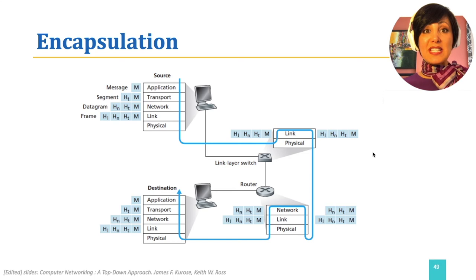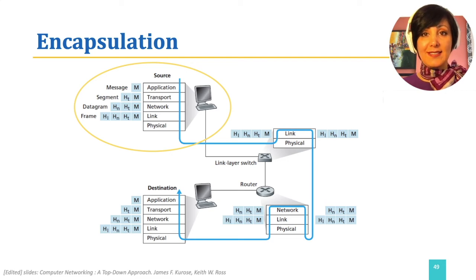When data is to be sent from the network application in the sender, data is received from the network application and the application header is added to it. The packet of data in this stage is called a message. Then the application layer message is passed to the transport layer, and the transport layer adds its own headers to it. The packet of information at this layer is called a segment.